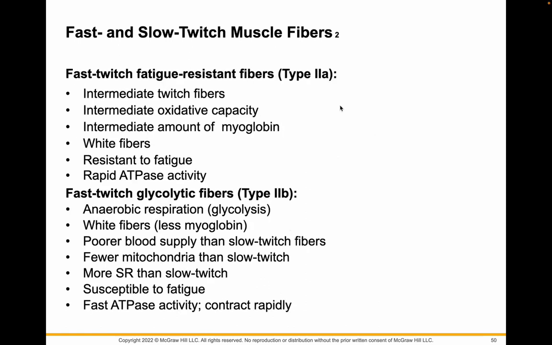Sometimes they call them red fibers because they have a lot of myoglobin in them and a good blood supply. There's a lot of mitochondria and they are slow to contract. Your fast twitch fibers, type 2, are both white fibers, and while type A is resistant to fatigue, type B is susceptible to fatigue. They both can make ATP very quickly, and they contract rapidly.